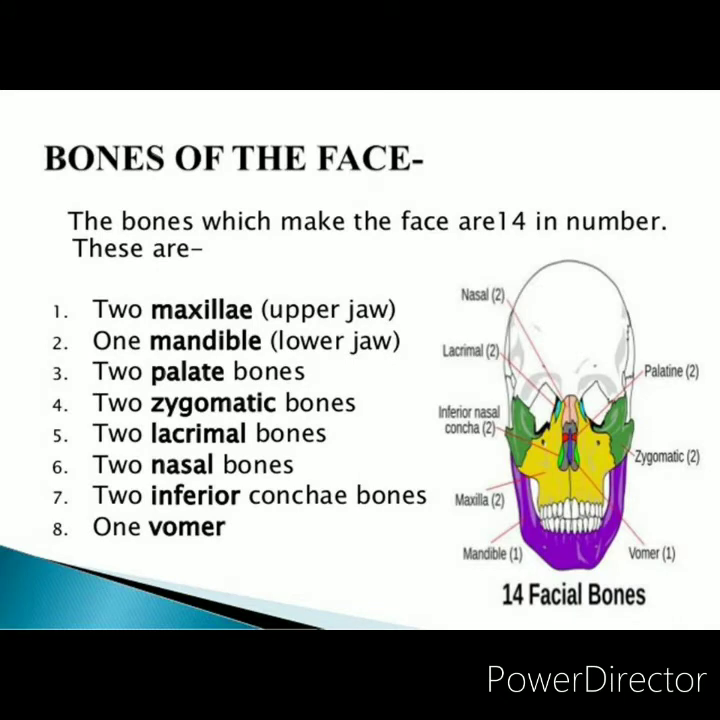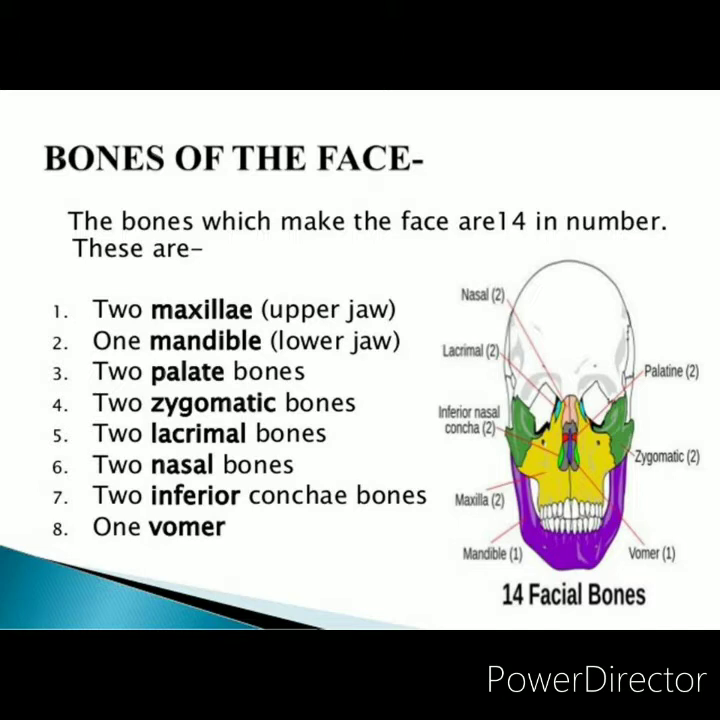Then we'll see about the bones of the face. The bones which make the face are 14 in number. Here also we'll try to correlate with the pictures. First we have two maxillae, the upper jaw. Check the picture, the yellow color part is your maxilla. You can find it just above your teeth. We are talking about the face bones. The yellow color region just above the teeth is your maxilla, also known as the upper jaw, and we have two maxillae, one on each side.